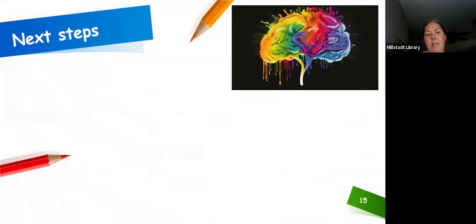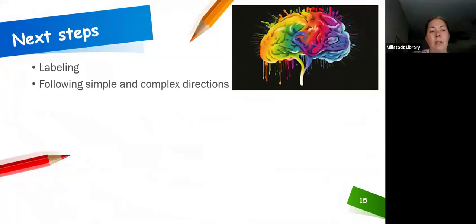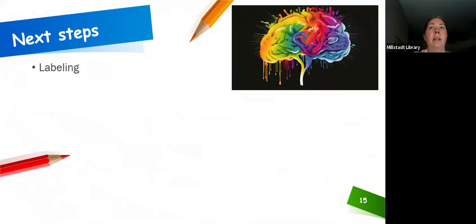So what are some next steps? We may look at labeling, like, ooh, airplane, or oh, brown doggy, or black car, look at that. Those are basic labeling of things that they see in their environment. It can be people, places, or things.